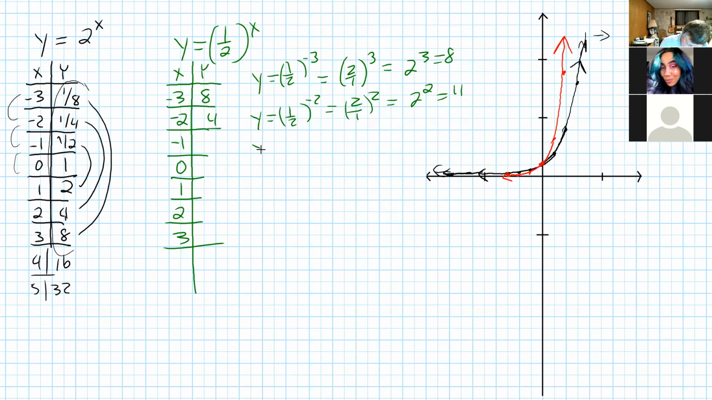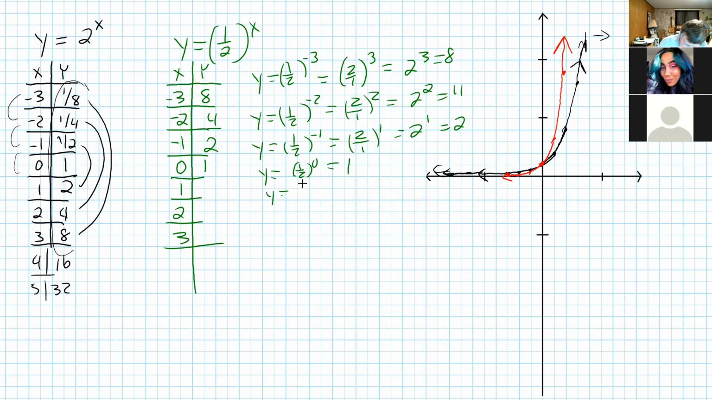If x is -1, y equals 1/2 to the -1 power, which is 2 over 1 to the 1 power, which is 2 to the 1 power, or just 2. If x is 0, y equals 1/2 to the 0 power, which is 1.